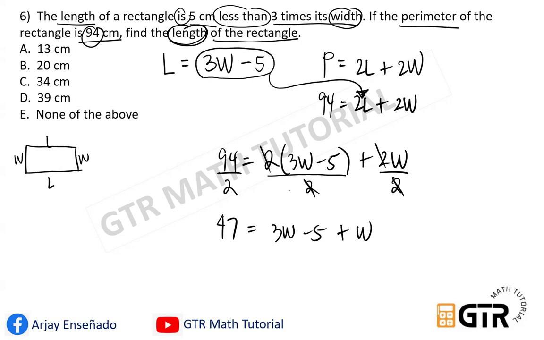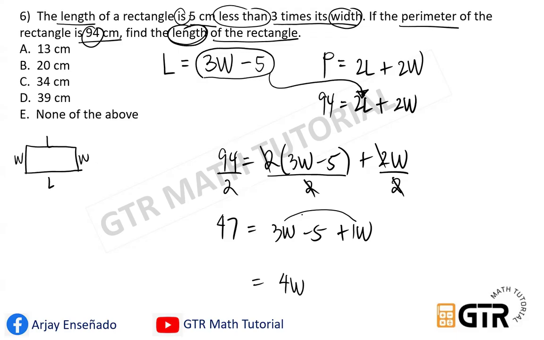Same answer if we did not divide by W, we distribute the 2 and then solve for W. Now we can combine the 3W and W. That is equal to 4W, which is 3W plus W. There's an invisible 1, so we have 4W.